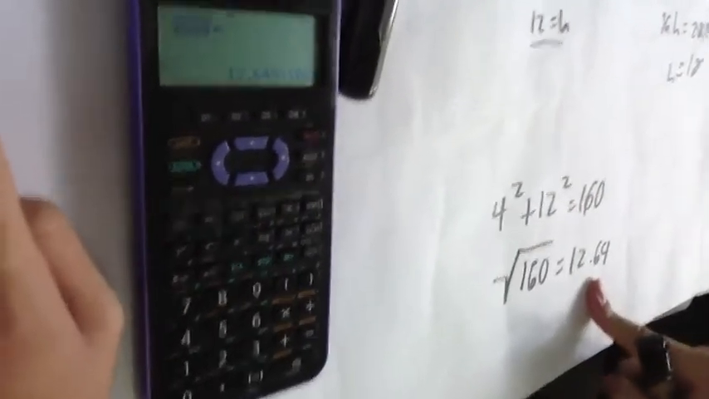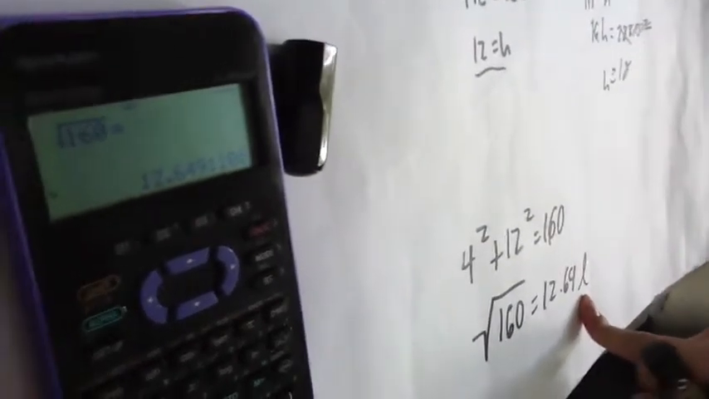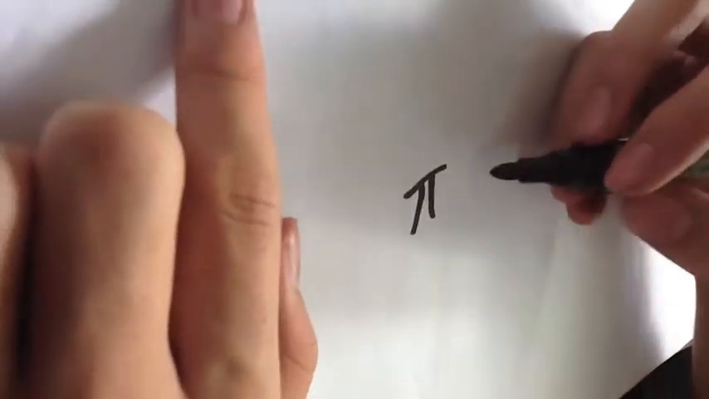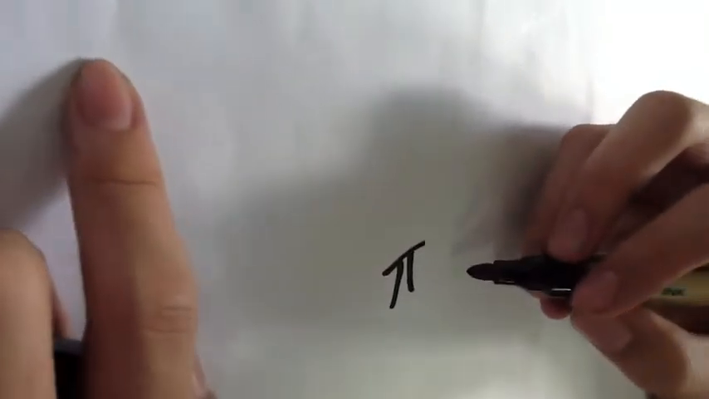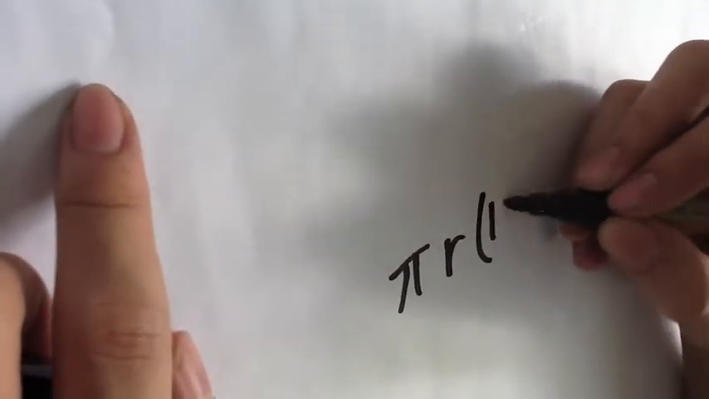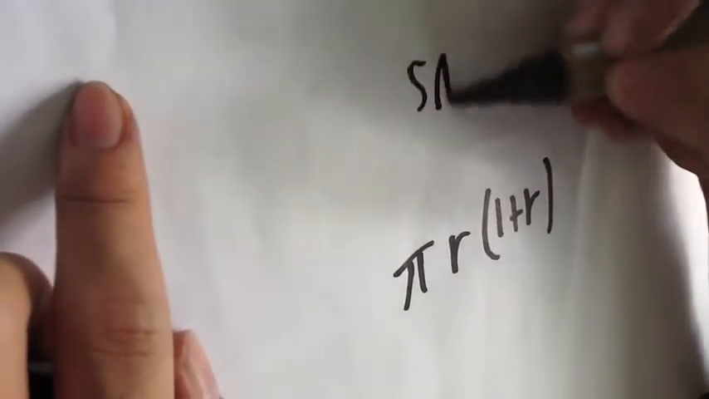So that is the slant height of the cone. Let's just write that down. That's the slant height of the cone. So now that we know that, we can find the surface area for the cone, which is pi r times (r plus slant height), and then that's the surface area for each.